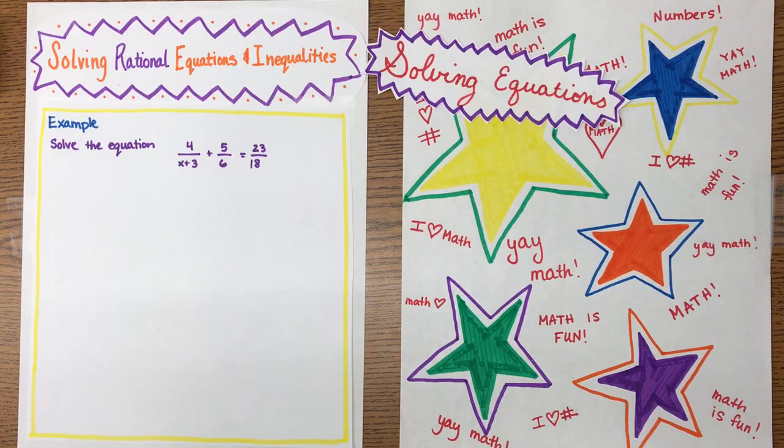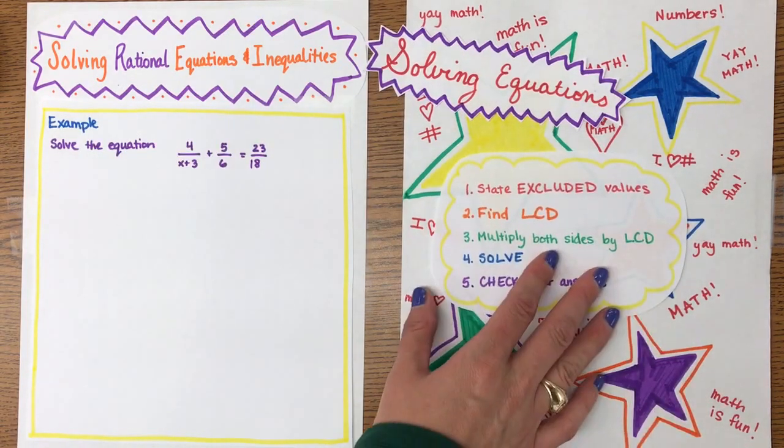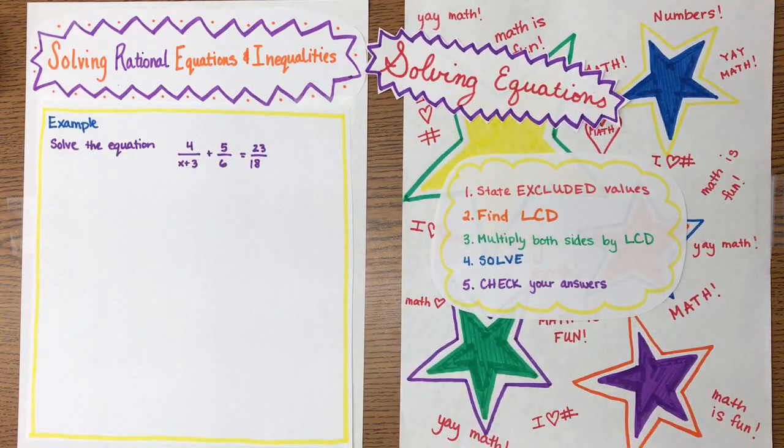Our steps that we're going to use to solve these is that we are first going to start by stating the excluded values. Then we're going to find the least common denominator, multiply both sides by the least common denominator to get rid of the denominator entirely. Then we'll solve the equation that we get, and then we will check our answers.